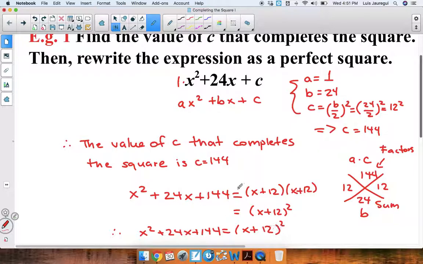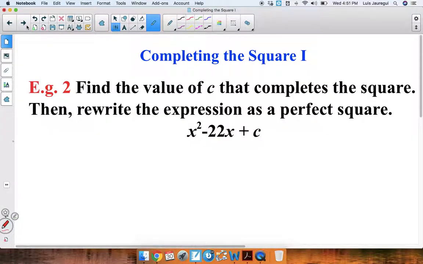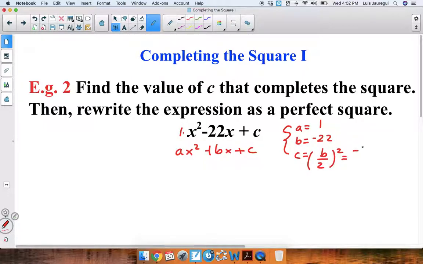Let's see one more example here. Find the value of c that completes the square, then rewrite the expression as a perfect square. Once again, we have an expression of the form ax squared plus bx plus c. Let's go ahead and do some matching so we can identify the values for a and b and eventually for c as well. Now notice here that there's an implicit 1 as the coefficient of the quadratic term, so we can say that a is equal to 1, b is equal to negative 22, and c is equal to (b over 2) squared. So that is going to be (negative 22 over 2) squared.